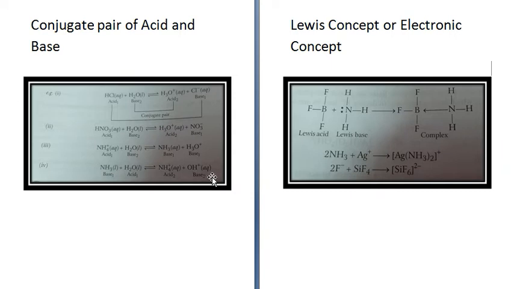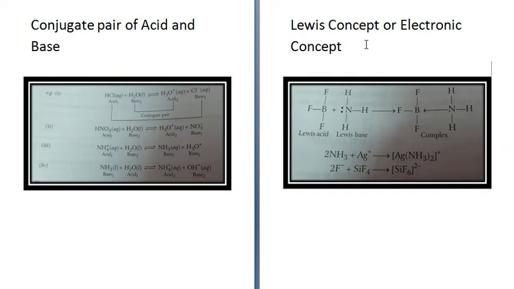Right? Next is Lewis concept or electronic concept. Now, according to Lewis, an acid is a substance which can accept a pair of electrons to form a coordinate bond, and a base is a substance which can donate an electron pair to form a coordinate bond.